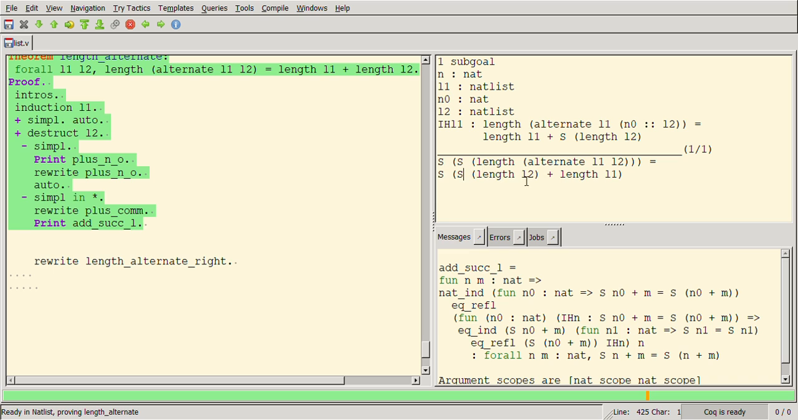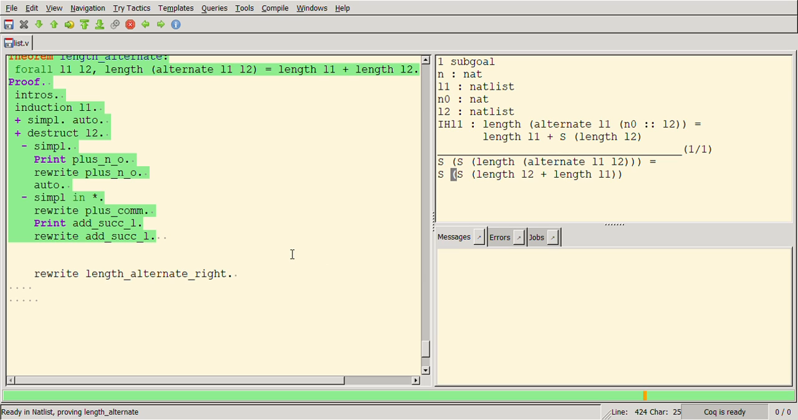That combines length L2 and length L1, then we can use this lemma, add successor L. So let me rewrite it. Rewrite add successor L. Yes, it changes it to this situation. Now let me rewrite this theorem and we can see what happens.